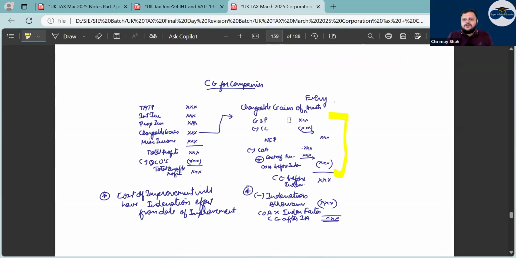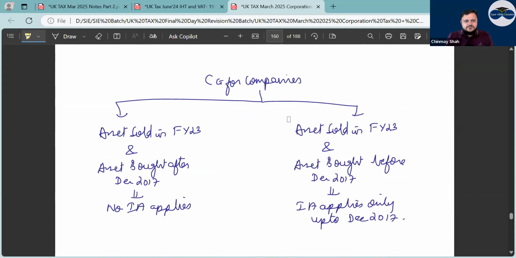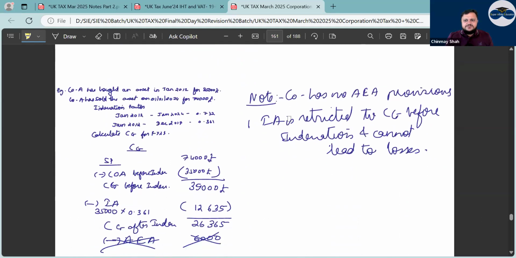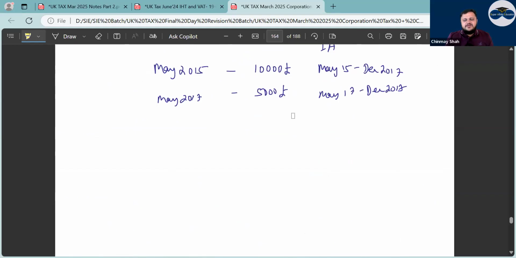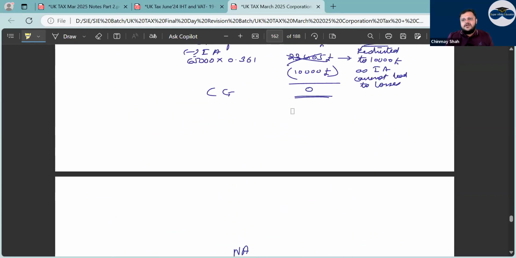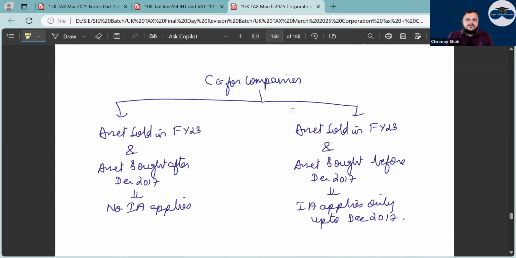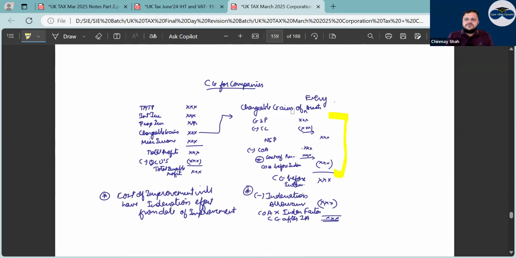Now we are going to CG for companies. After this, I'll give you a break, right? Basic CG for companies we can do, correct? And then when it comes to shares, correct? And reliefs, shares and reliefs will happen after break, correct? So have a look, CG for companies.